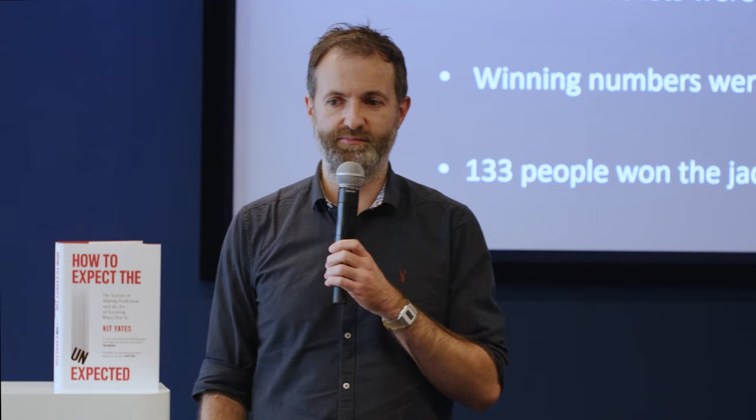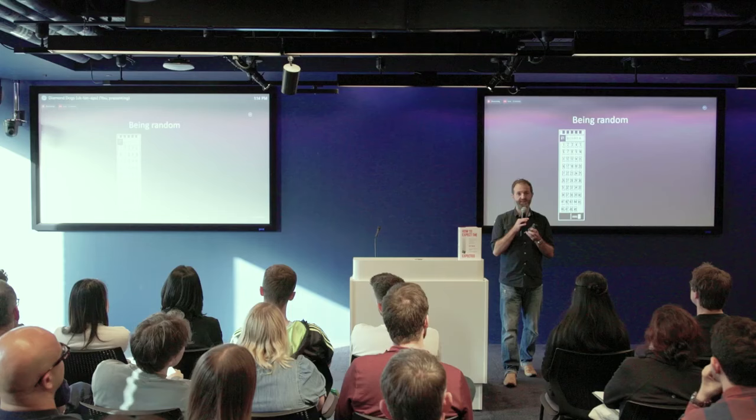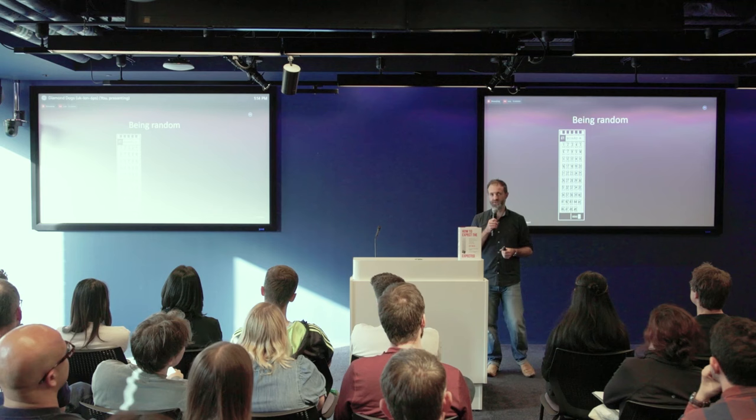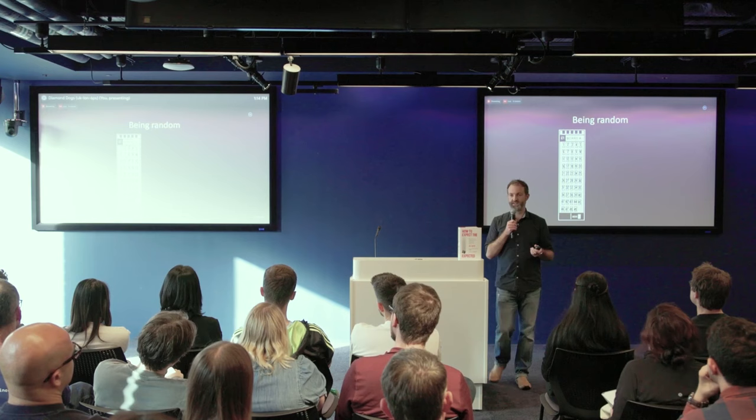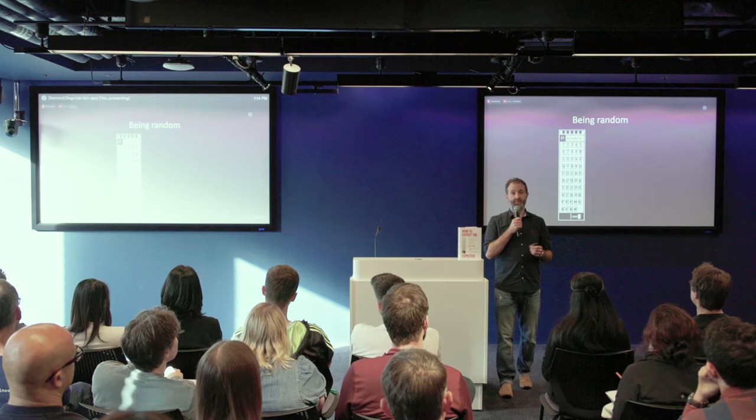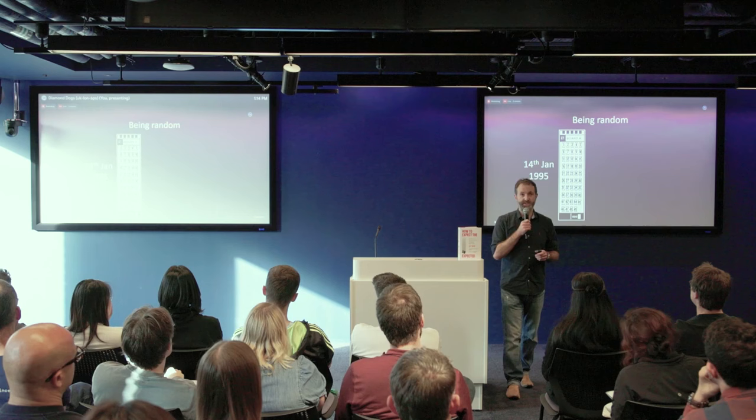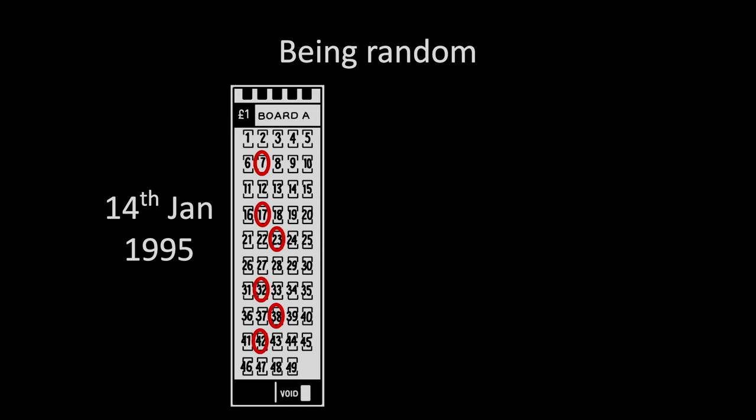Well, let's have a look at the National Lottery play card. This is what it used to look like when the lottery was £1 to play, and there were 49 numbers, and you got to choose six. This is the six from 49 lottery. There's five numbers in each row, and apart from the last row, there's four, and there are 10 rows. And so on the 14th of January 1995, I'm going to show you where the numbers fell on this play sheet, and we'll see what it says about how random people are.